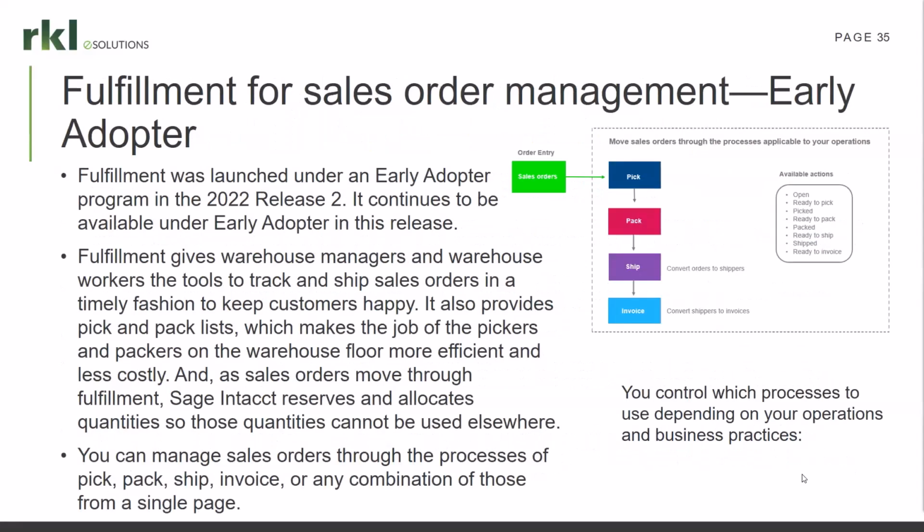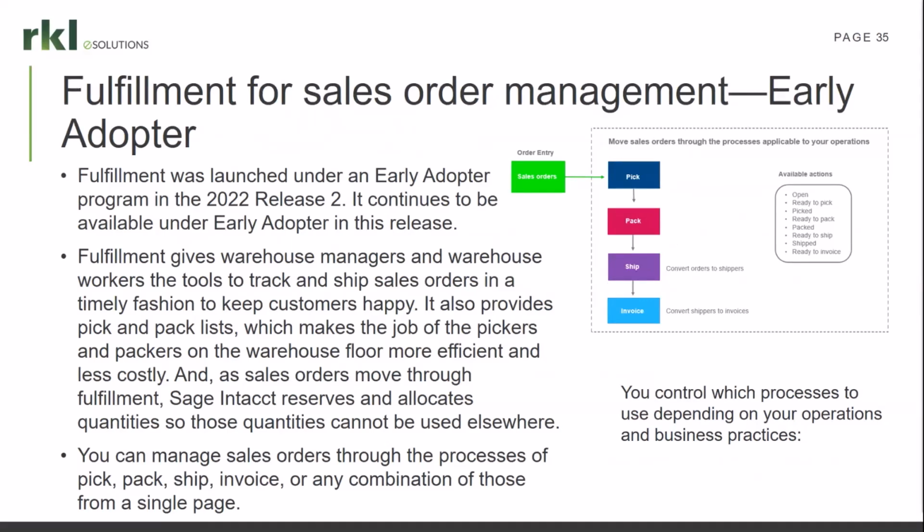Also an early adopter is fulfillment for sales order management. Okay, fulfillment was launched under an early adopter program in 2022 R2. It's still in early adopter, but it gives warehouse managers and warehouse workers the tools to track and ship orders in a timely fashion to keep customers happy. It also provides pick and pack lists, which makes the job of the pickers and the packers on the warehouse floor more efficient and less costly.